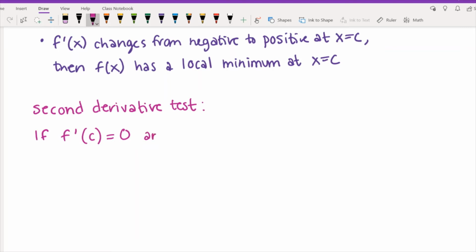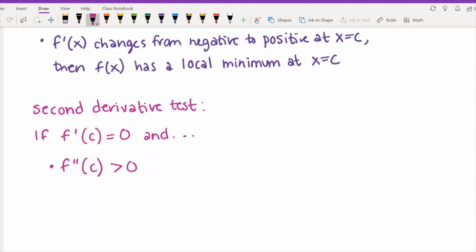So two possibilities. If the first derivative at a number is equal to 0 and the second derivative at that same number is positive, let's think about what that tells you. If the second derivative is positive, what does that mean about the shape of the graph? The second derivative being positive means concave up, right?